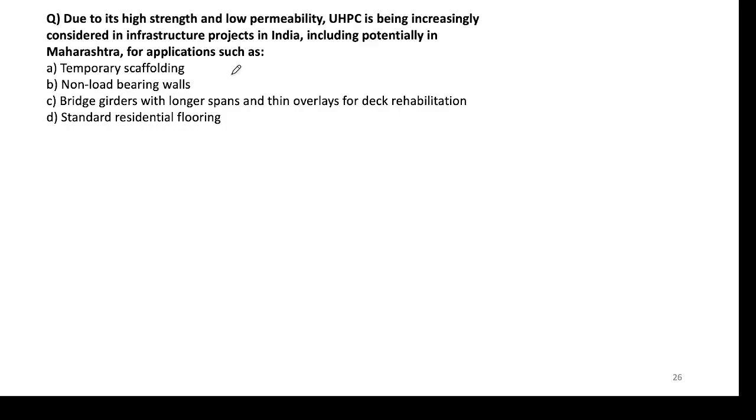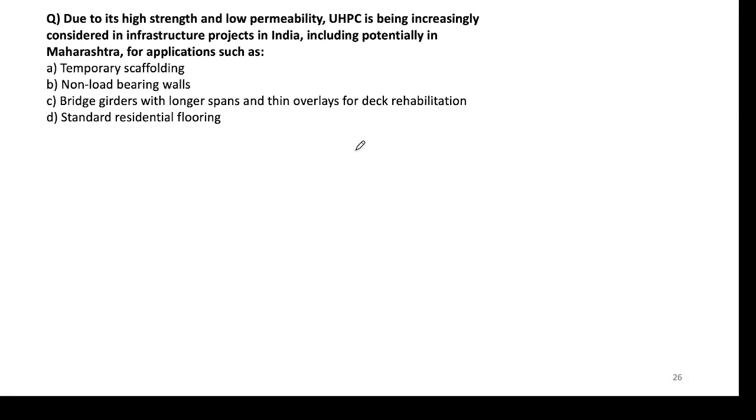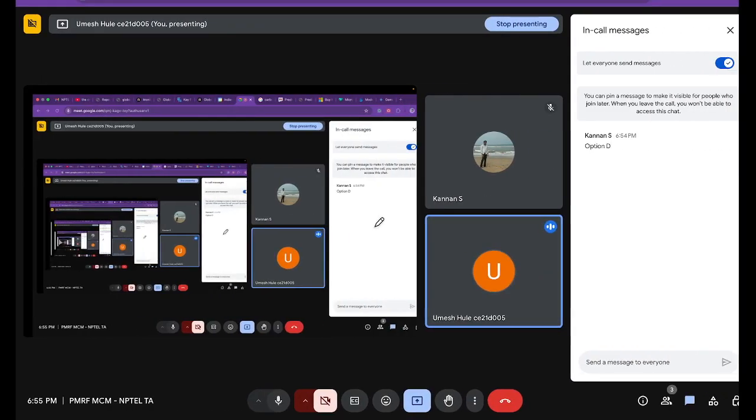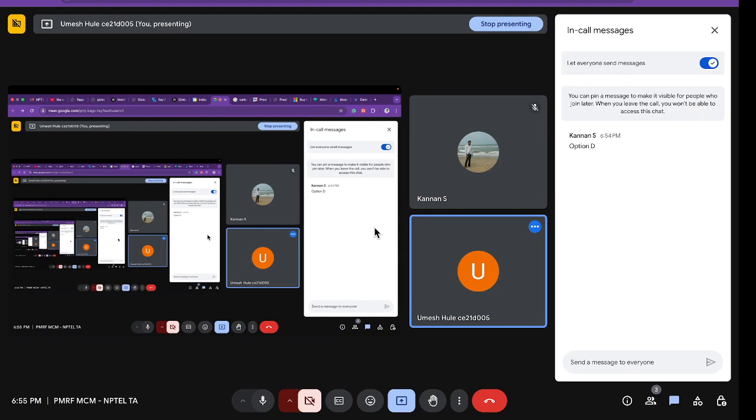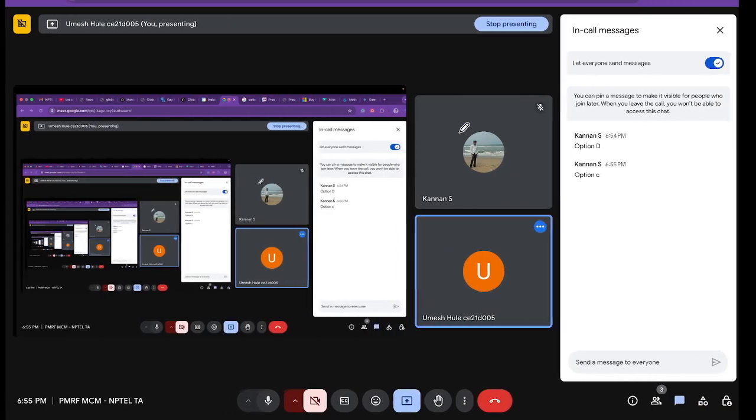So just now I think I have partially answered this question also. For the previous question, yeah, option C is correct. Option 0.35 is also possible to achieve strength, but it will not reach the UHPC level, hence option C is more appropriate. Focus on this question now.